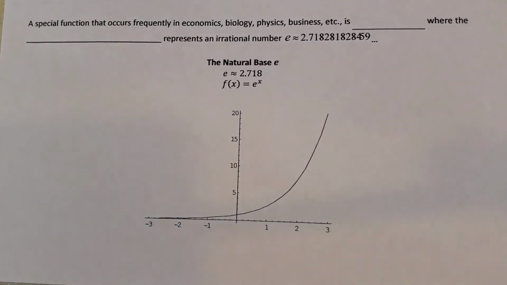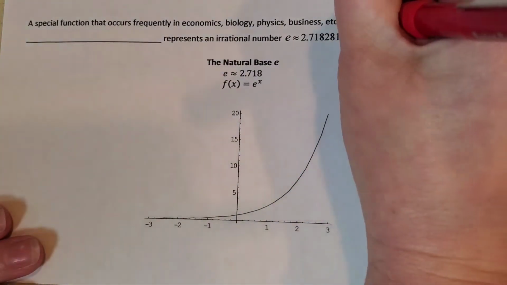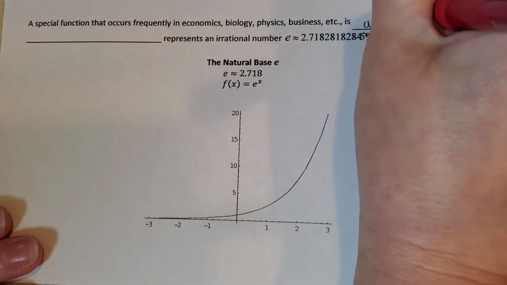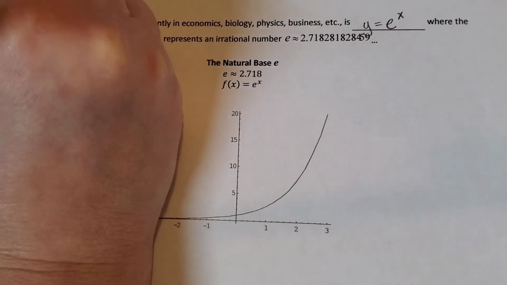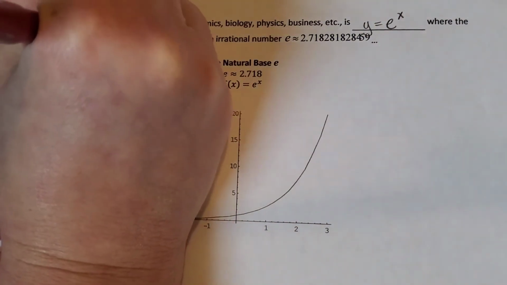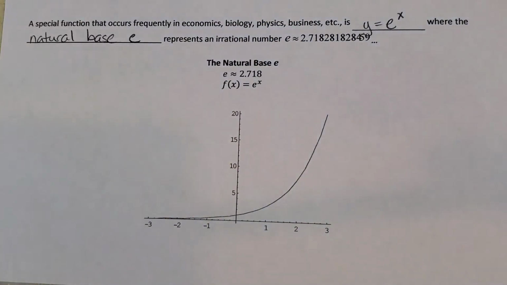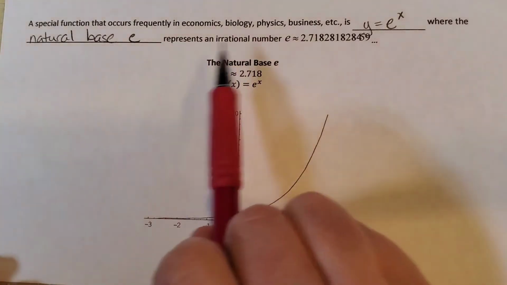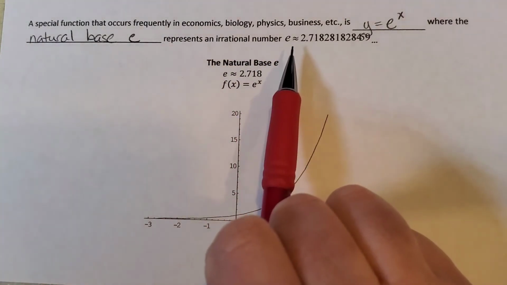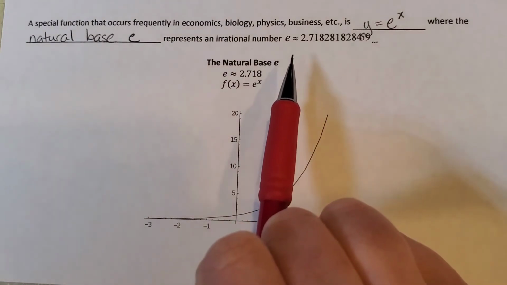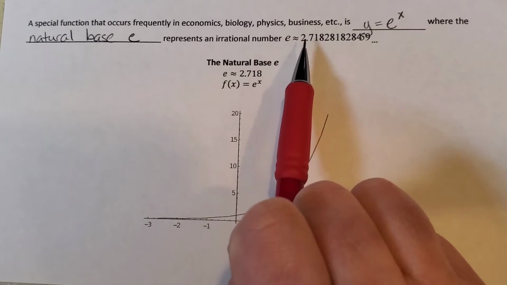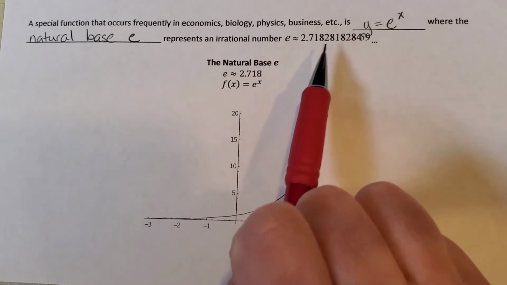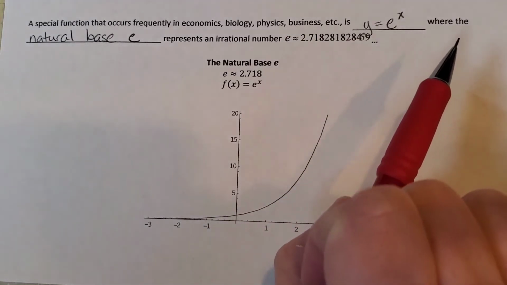biology, physics, business, etc. It is y equals e to the x, where the natural base e represents an irrational number. So this e is just a number, kind of like pi. Pi is always 3.14159, and so on and so forth. Same thing with e. E is always 2.71828, and so on and so forth forever.